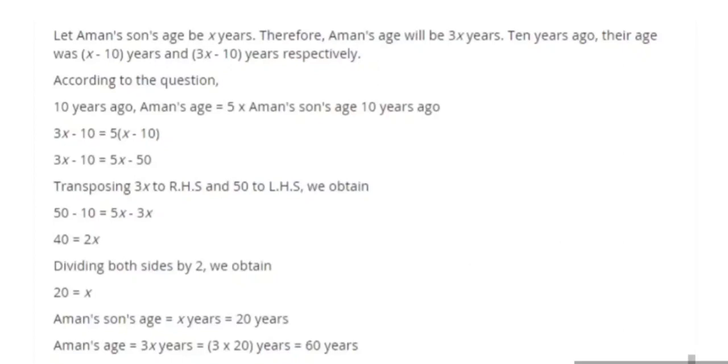So Aman's son's age is 20 years. So Aman's age is 3 into 20, means 60 years. So scholars, your exercise 2.4 is completed.